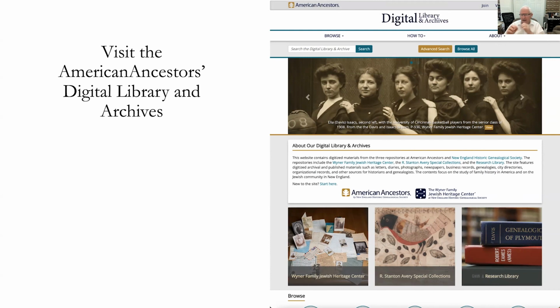All of these areas that are part of American Ancestors are available to the members, and they're searchable and they're very, very important. And so if you have, for instance, Jewish ancestors from New England, this is another resource for finding a lot of information, because they have letters and diaries and photographs, newspapers and business records, genealogies, city directories, organizational records, a lot of things about the area that you would not normally have.